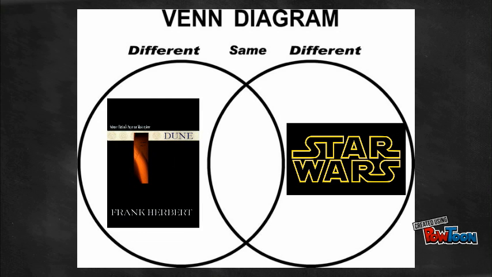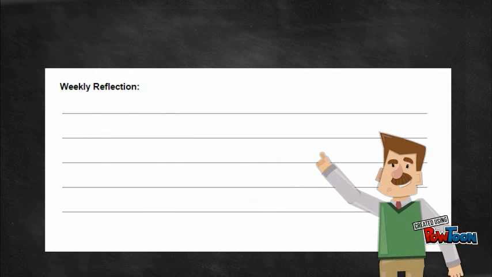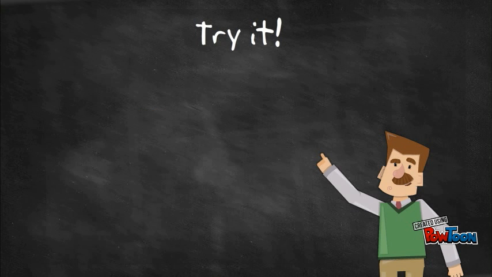Remember, anytime you can relate any part of what you are reading to another story you know, you are making a text-to-text connection. This is another connection that you can use when writing your weekly reflection in your daily reading log. Now I want you to try. How does your book compare to other books?